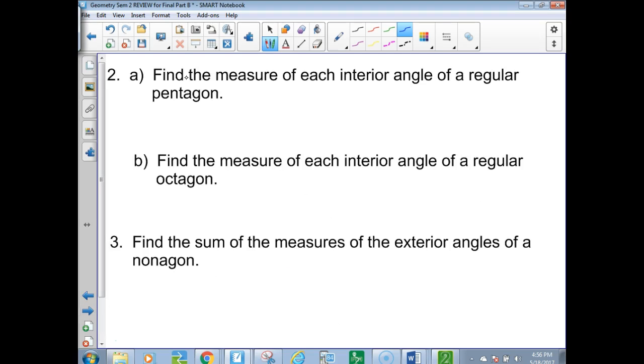On number 2, however, it says find the measure of each interior angle of a regular pentagon. A pentagon has 5 sides. We use the same formula. Now we're finding S of 5 for a 5-sided polygon. 5 minus 2 times 180. We got 3 times 180, which is 540 degrees.